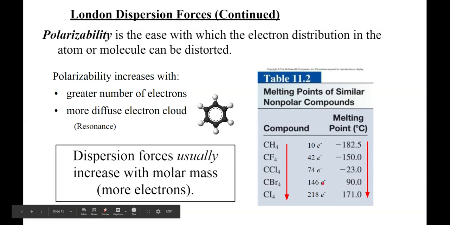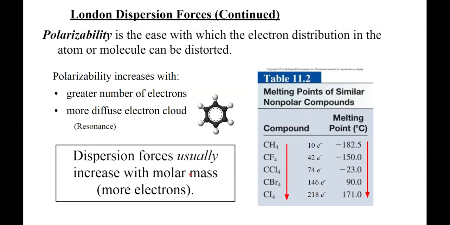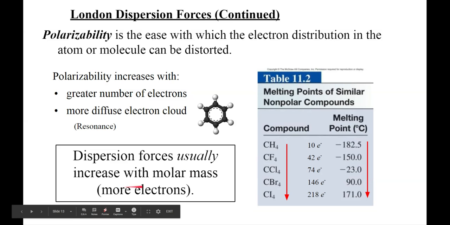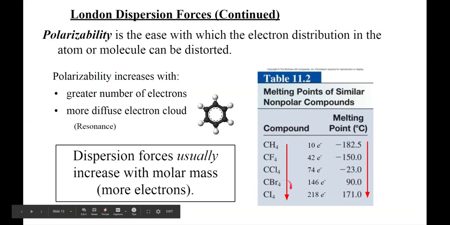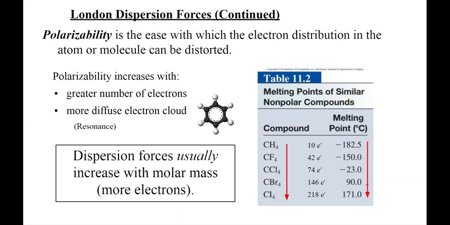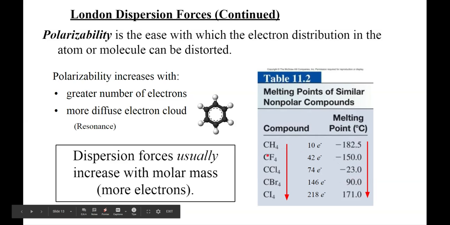An easy way to figure this out, you don't actually have to count the number of electrons. Generally, as the molar mass goes up, so as you get to bigger and bigger substances, there are more and more electrons. So London dispersion forces go up as the molar mass goes up. You'll see some questions in the homework that say like, hey, why does CBr4 have a higher boiling temperature or melting temperature than CF4?